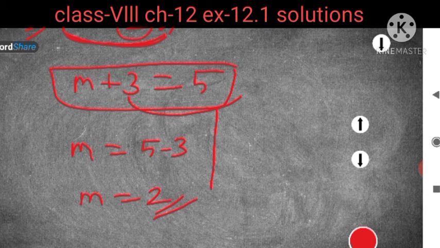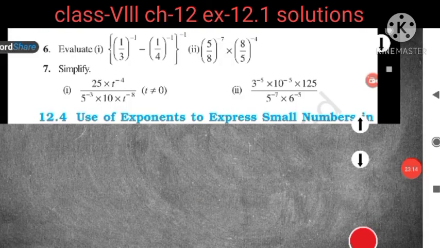Now come to the next question, question number 6. Evaluate (1 upon 3 to the power minus 1 minus 1 upon 4 to the power minus 1) whole raised to minus 1, isn't it? Here you can see all the powers are negative. If you want to make the power positive and they are in fraction, then they will be reversed. So 1 upon 3 will become 3 upon 1, and the power will become positive. Then again minus 1 upon 4 is there, so it will become 4 upon 1 and the power will become positive.